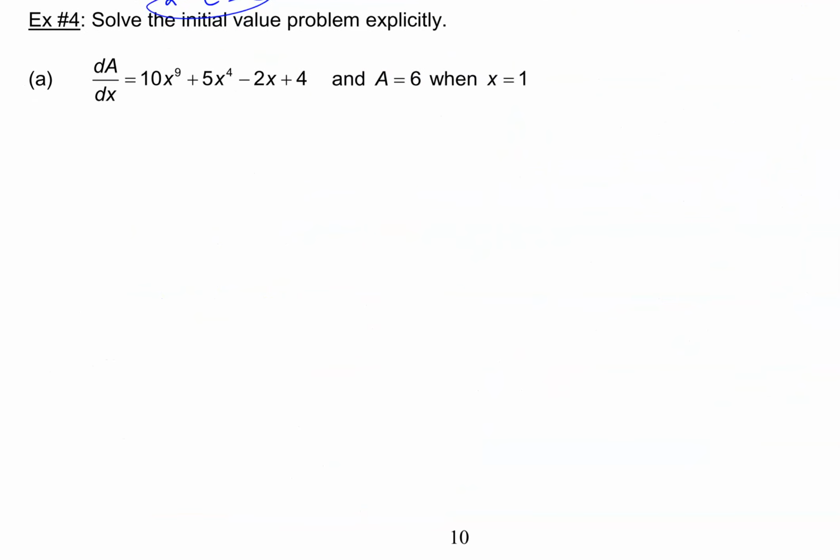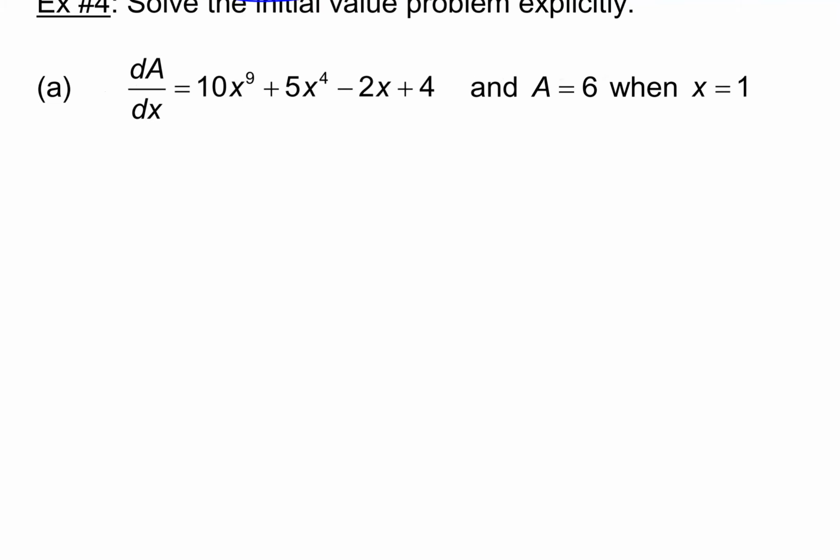Solve the initial value problem explicitly. Okay, so we want the particular solution. We know what a is, we know what x is. Literally, this is like my point (1, 6). x is my 1, y is my 6, and here y is our a.